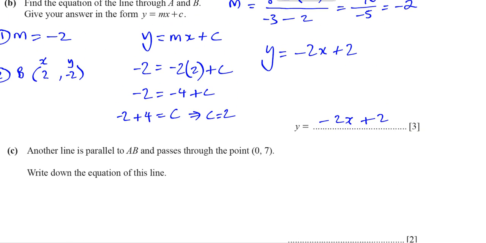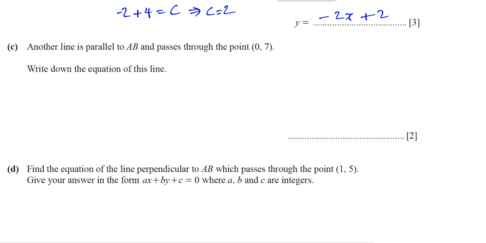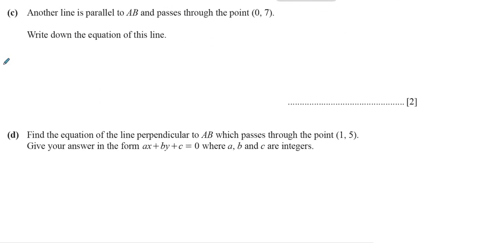So that means the gradient of the line AB, m_AB, is equal to minus 2, as we discovered in part B of this question. Now, when two lines are parallel, they have the same gradient. So the gradient that we need is going to be the same as the gradient of the line AB, which is minus 2. And they told us it passes through the point (0,7).